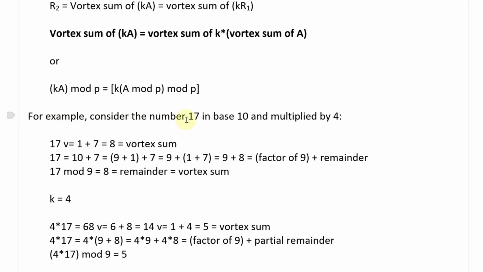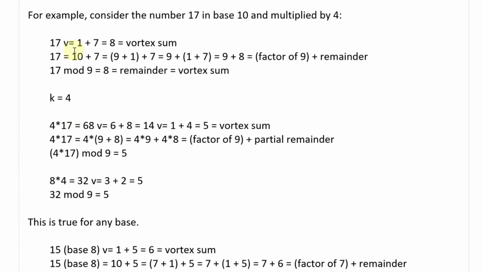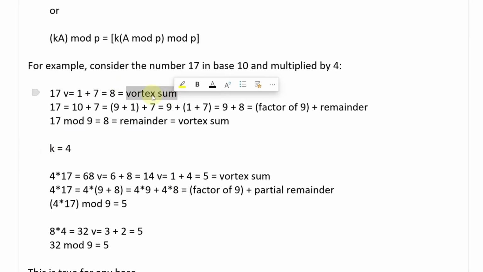So, for example, consider the number 17 in base 10 and multiplied by 4. So we have 17, V equals vortex sum, 1 plus 7 equals 8. Now 17 you could also write as 10 plus 7, and this is base 10, so break the 10 into 9 plus 1, move this 1 over to the other side, so we'll have 9 plus 1 plus 7. Add these up: this is going to be 9 plus 8, where we have a factor of 9 plus a remainder. The remainder is 8, that's the vortex sum, it's a single digit.